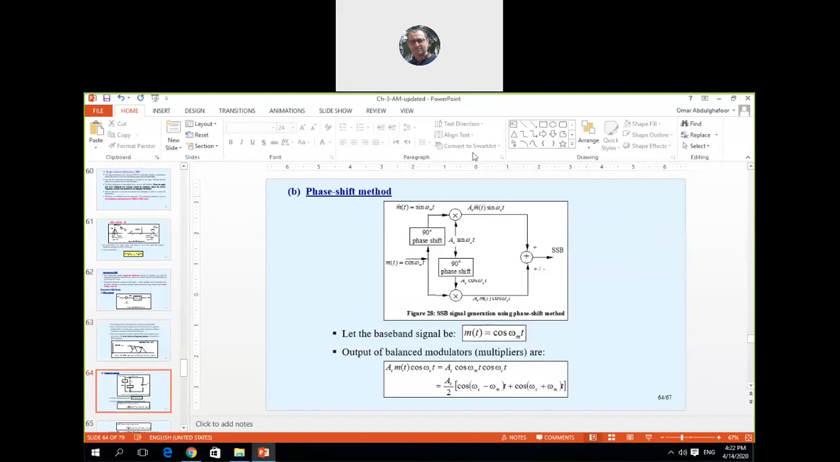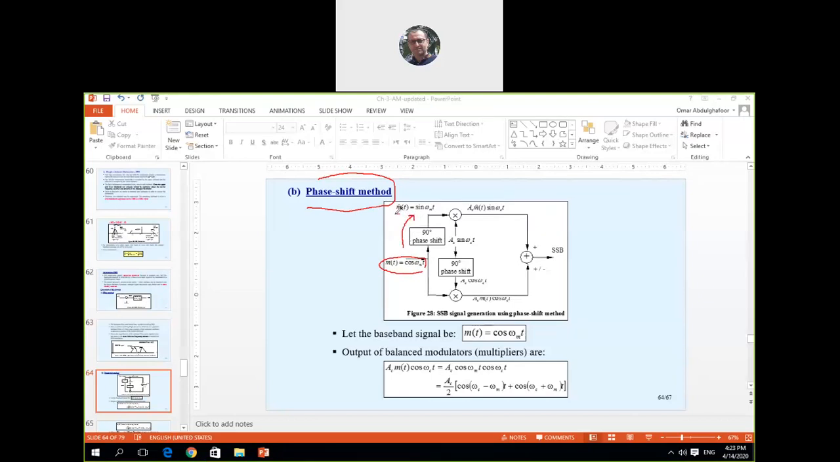Okay, so another technique to generate this is what we call the phase shift technique. In the phase shift technique, this is the modulating signal, and it is phase shifted by 90 degrees. So cosine, if phase shifted by pi over 2, will result in sine.